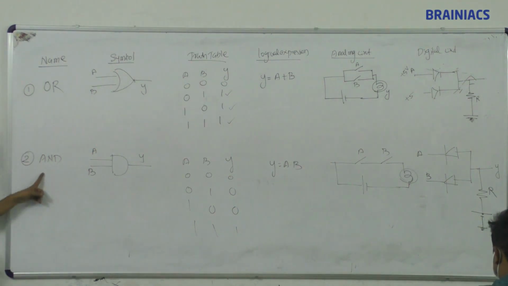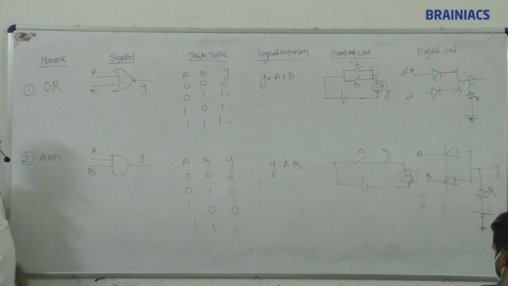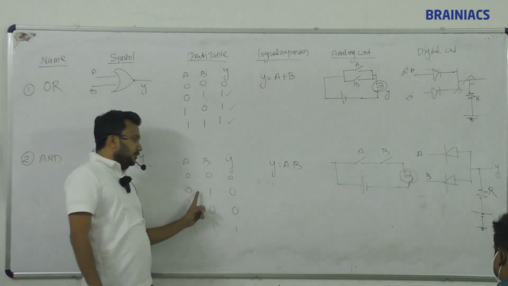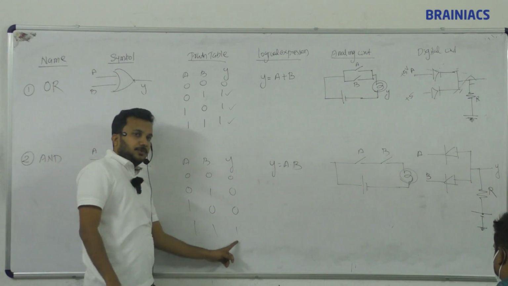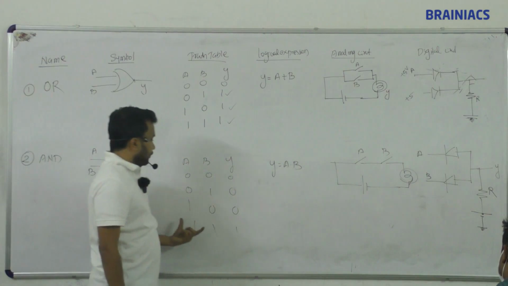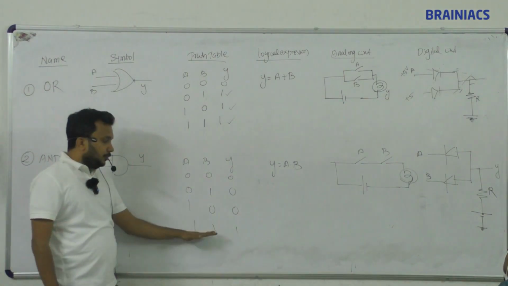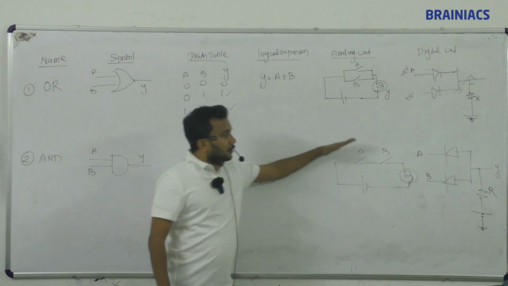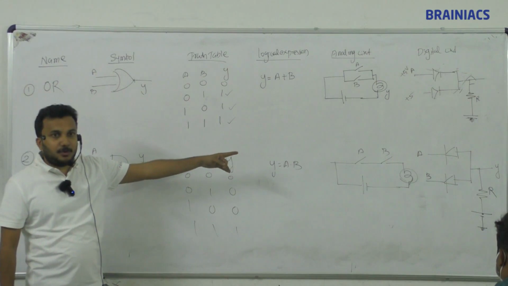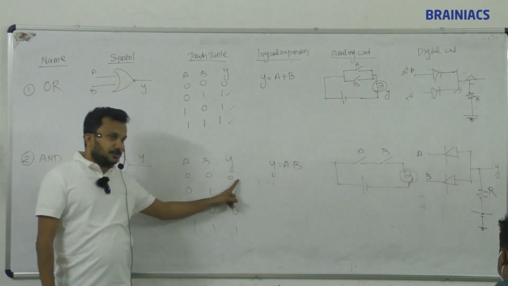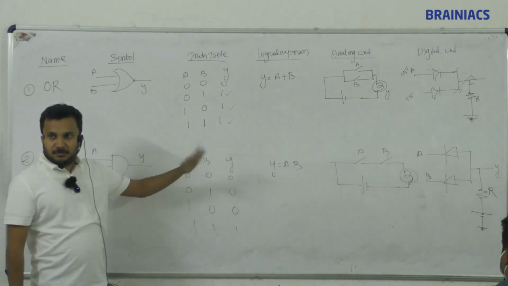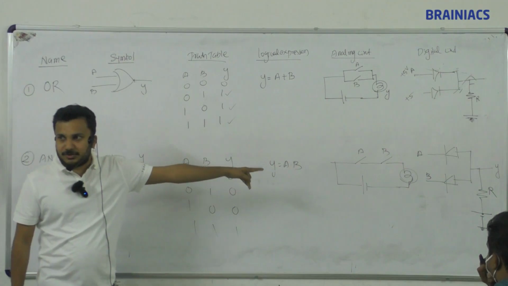Okay, so AND gate, two inputs A and B. Y is equal to A into B, multiplication. 0 into 0 is 0, 0 into 1 is 0, 1 into 0 is 0, 1 into 1 is 1. So two switches will be there. 1 into 1 means both are closed. When both are closed, only then the bulb will glow. If any one is closed, it is no use, the other one will be open, current will not flow. So 0 means open, 1 is closed. This is very simple, right? Both closed, only then the bulb will glow.